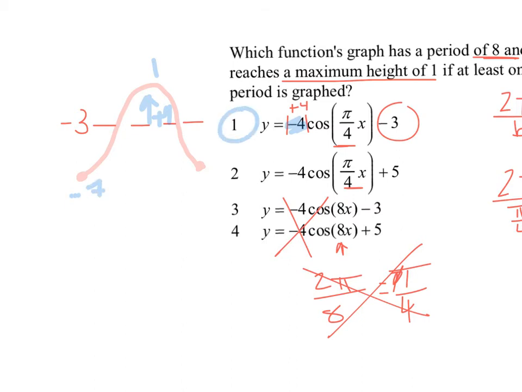So actually I think this is my answer, but I'm going to double check it with choice 2. My midline of choice 2 is 5, and I have a cosine curve. It's also reflected because of the negative. And I'm going to add 4 and subtract 4 from 5. And I'm going to get 5 plus 4, which is 9. So this can't be it. So it has to be choice 1.